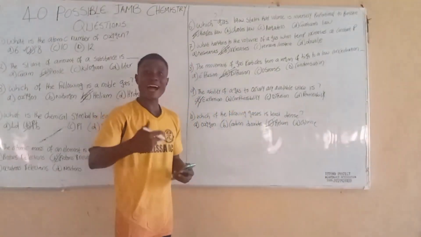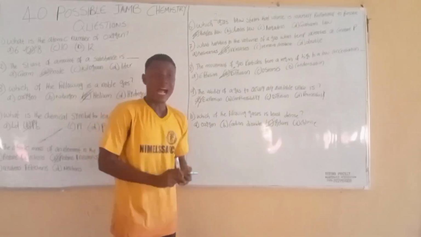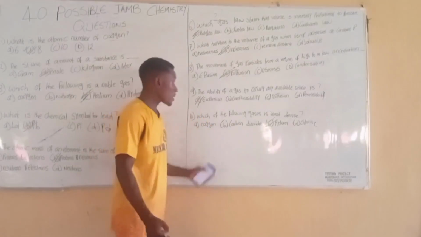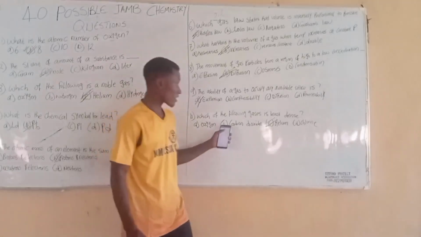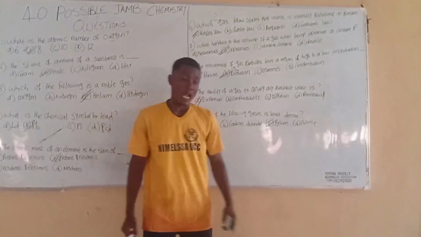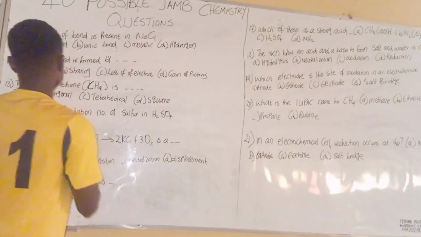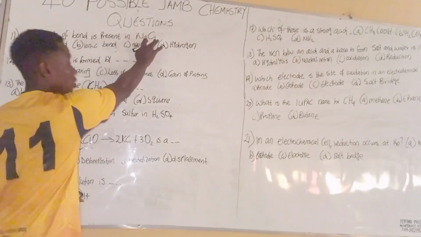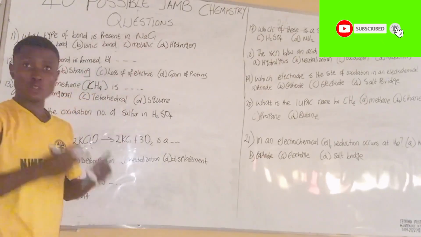Helium is used in balloons. Helium is infused in balloons, and you find that balloons are not heavy. Don't tell me that balloons are heavy. So the answer is helium. It's not oxygen, it's not carbon dioxide, it's not chlorine. And the answer is C. Number 11 says, what type of bond is present in sodium chloride?